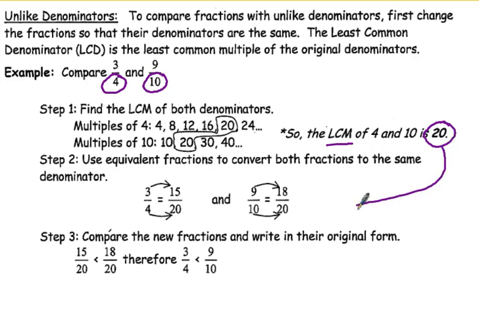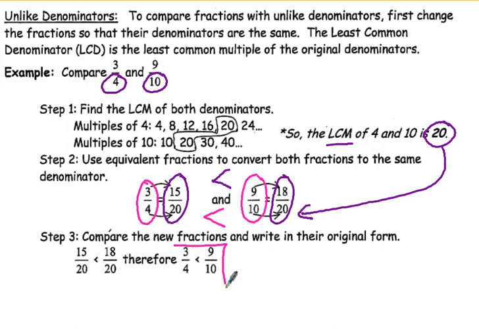So can you see this is what we used as the common denominator. We changed 3/4 into 20ths, times 5 times 5. We changed 9/10 into 20ths, times 2 times 2. Now can you see that these are easy to compare? 15/20ths is less than 18/20ths. So go back to your original fractions. You can see that 3/4 is less than 9/10. And that's how you want to answer the question. Compare the new fractions and write in the original form.